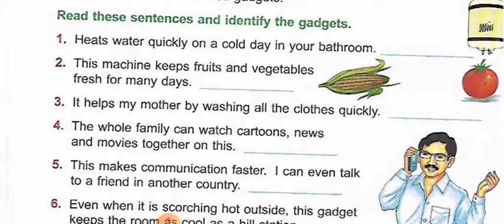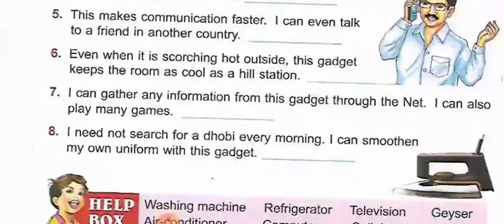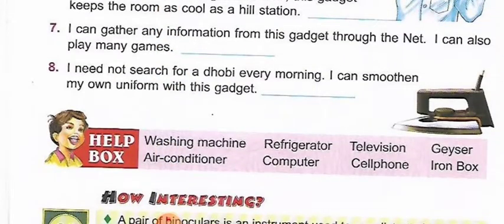Okay, children. Now after that, this machine keeps fruits and vegetables fresh for many days. Basically what happens, suppose we went to the market and we have bought some fruits or vegetables. After 1 day or 2 days they started decomposing. So this is a machine which keeps fruit and vegetables fresh for many days. So what can it be? It is a refrigerator. See the help box? Yes. Refrigerator.